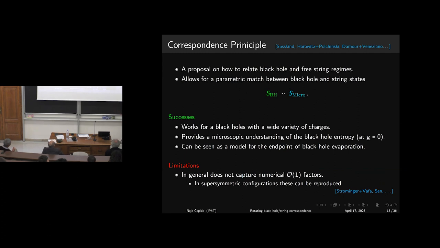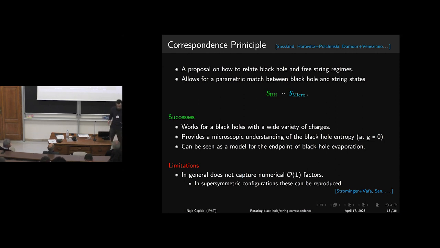To summarize, the correspondence principle relating black holes and fundamental strings, and more general black holes including Ramond-Ramond charges as well, is a proposal for how to relate black holes and stringy objects. It allows for a parametric match between the entropy of the black hole and the entropy of stringy degrees of freedom. So what are the pros and the cons? The pros are that it works for a variety of charges, Ramond-Ramond charges and fundamental strings. In some way it provides a microscopic picture of black hole degrees of freedom. And as we saw, it can be seen as a model for the endpoint of Hawking evaporation.